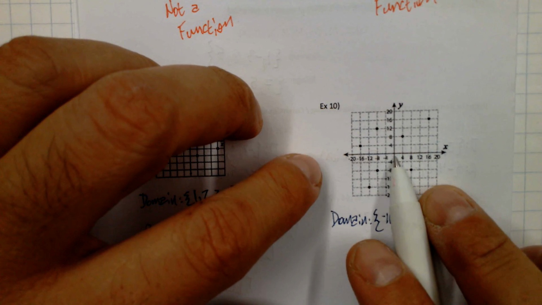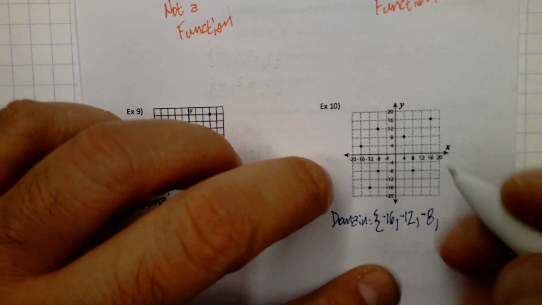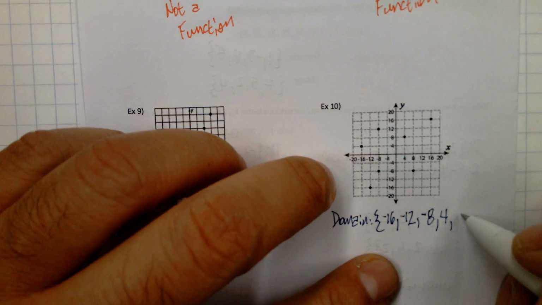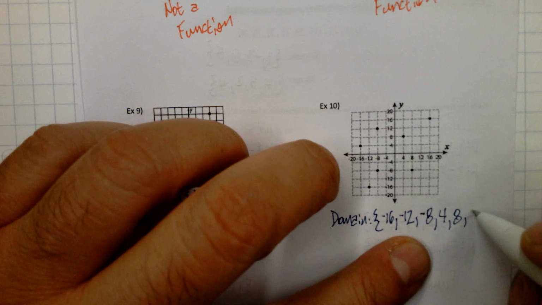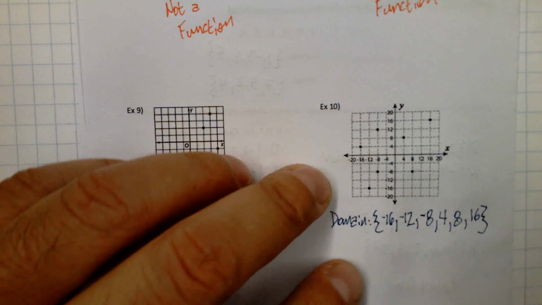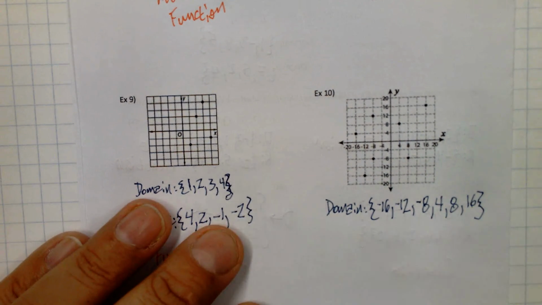What's our next one after negative 8? Just work your way across. 4, right? Yeah, it's 4. And then 8. And then finally 16. Thank you. There's our domain. Let's do the range.